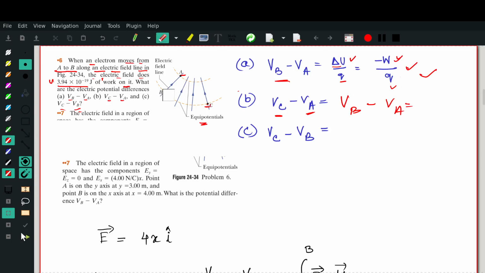Okay, so the last part is what is the potential difference between VC and VB? The potential difference is nothing but the potential between here and here, and you just subtract it. But you just notice that there is no potential difference between B and C, because B and C are lying on the same equipotential, right? So this is just 0. Okay.